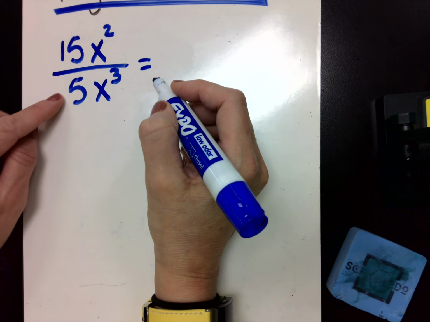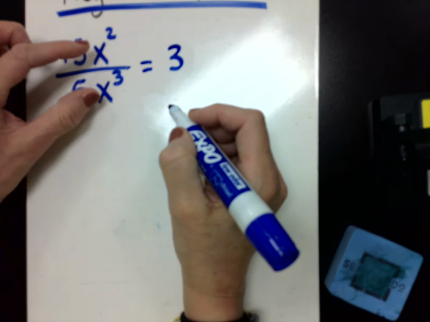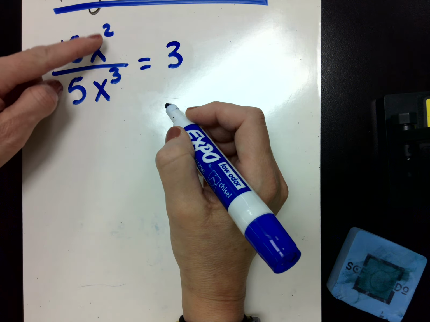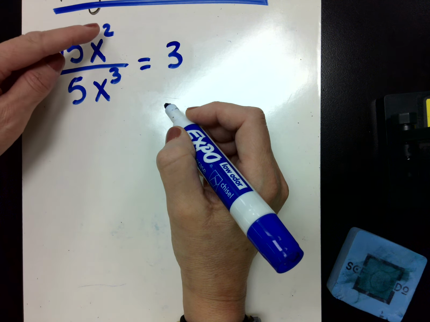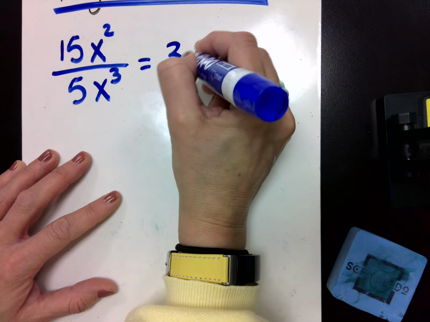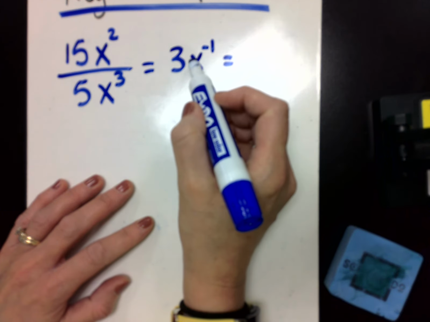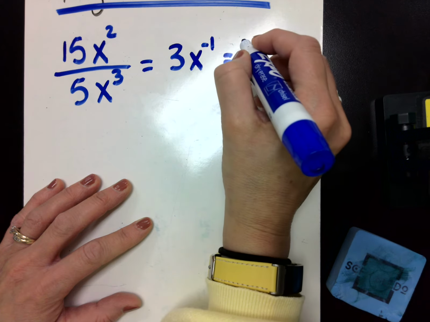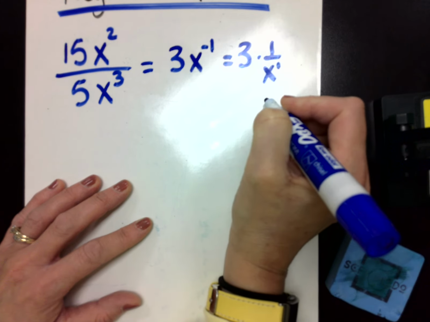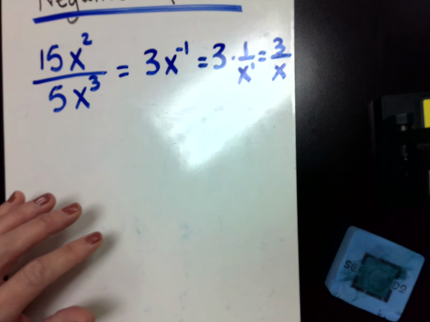The 15 divided by 5, I can solve. That's 3. The x's have the same base, or these exponents have the same base, and they're being divided, so I can subtract my exponents top to bottom. So I'll get 2 take away 3, which is -1. So I'm going to get 3x to the -1. I can't leave it this way, so I know I'm going to have to flip my base on the x. So I'm going to have 3 times 1 over x to the first power, which is just 1 over x. So I get 3 over x as my answer.